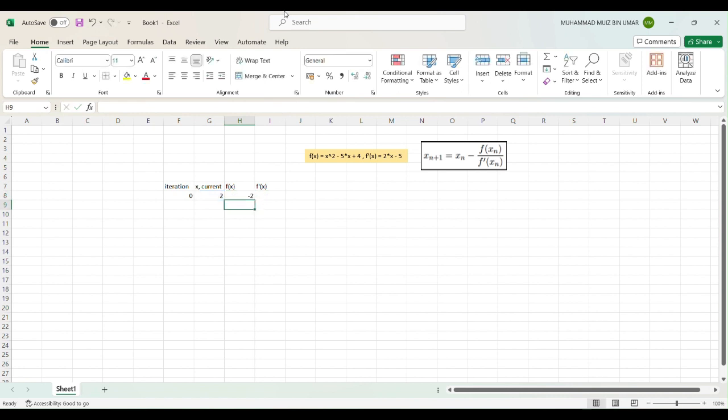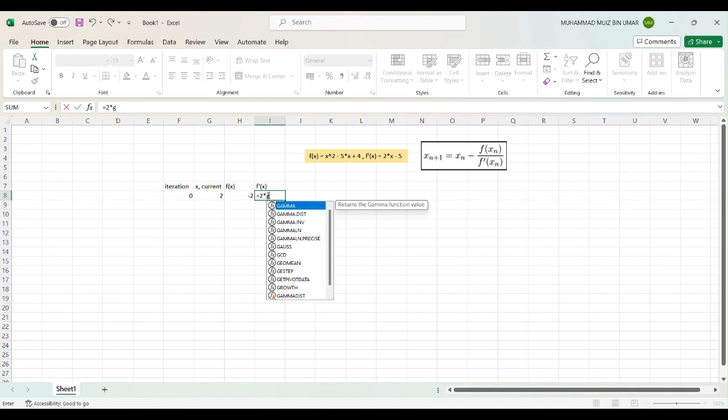Alright, so then for the derivative, we're going to do the same thing. Insert the formula of the derivative into the cell beneath differentiation of f(x). So 2 times our x value, which is G8, and minus 5.